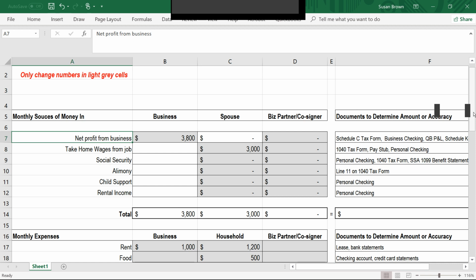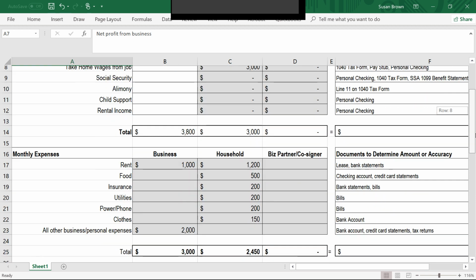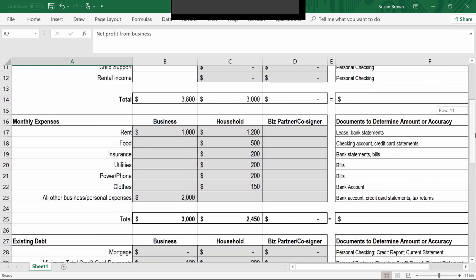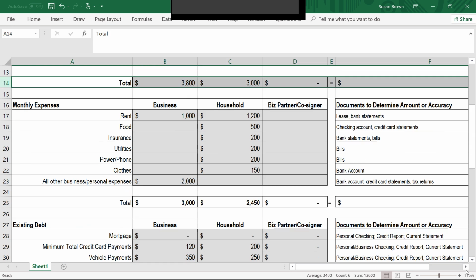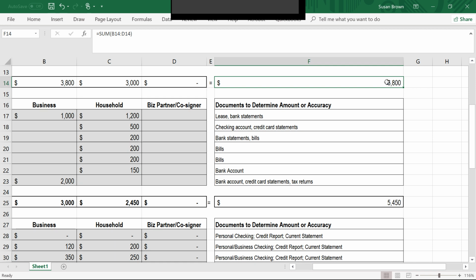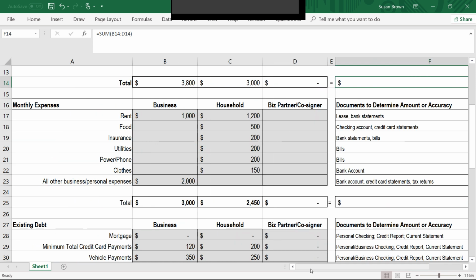So again, I kept this a really simple example. So there's totals here at the bottom. And I'll just scroll over just a little bit here. We also have the total right here in column F as well. So then we get down to monthly expenses. So it's actually a little inaccurate what I have up there, that the net profit from the business is $3,800, because it would be $3,800 minus this $1,000.